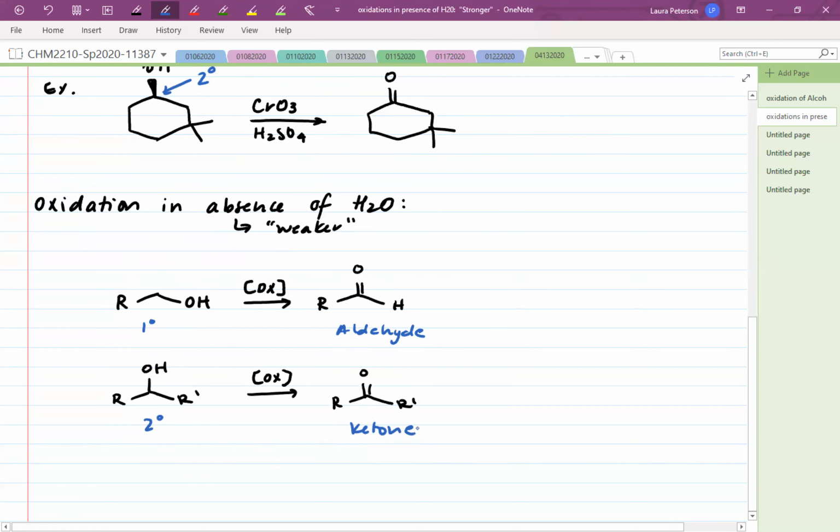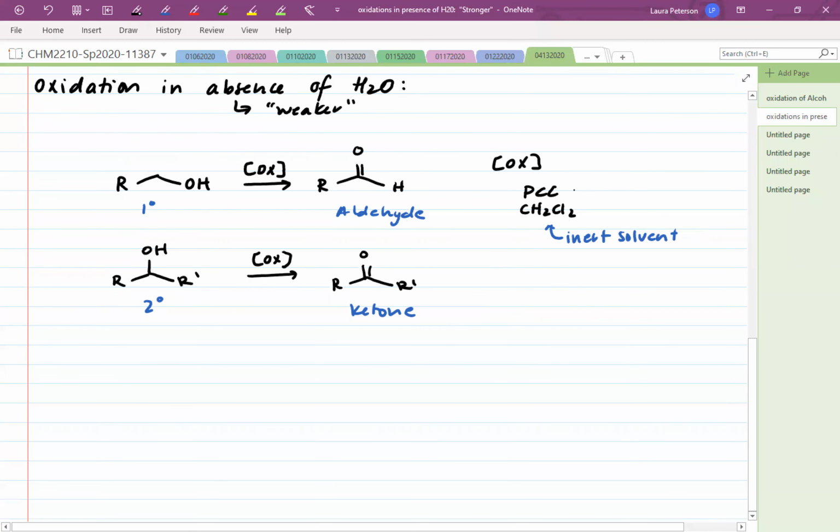Okay, so the reagent for this is going to be this reagent that we call PCC, and it's going to be in a solution of CH2Cl2. Okay, so I'll define what PCC is in a second. So CH2Cl2, hopefully you remember, is dichloromethane. It's our inert solvent. We learned about that way back when we were first talking about reactions. Okay, so what is PCC?